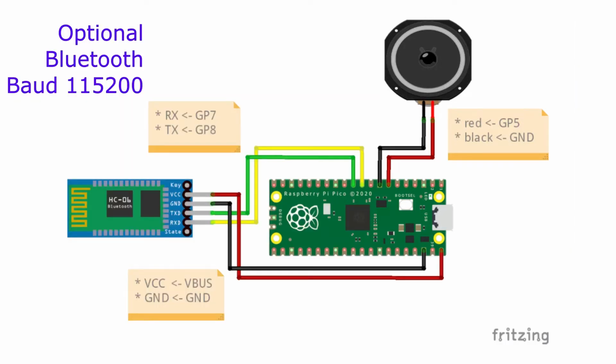For the optional Bluetooth connectivity using HC06, connect VCC to VBUS of Pico. Connect GND to a ground pin of Pico. Connect RXD to GP7 of Pico. Connect TXD to GP8 of Pico. That's it for the connection wirings.